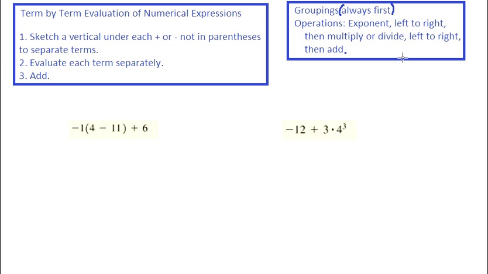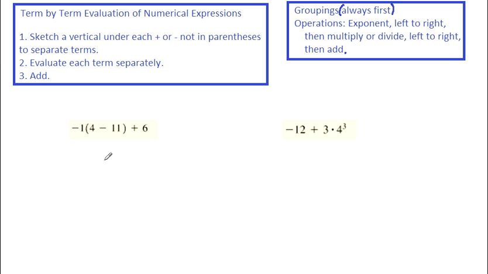Okay, now I'm going to just show you several examples. And the advantage here is you have less writing. And there's another advantage. It's helping you to recognize terms in an expression. And terms are very important. They play a big role later on in algebra.